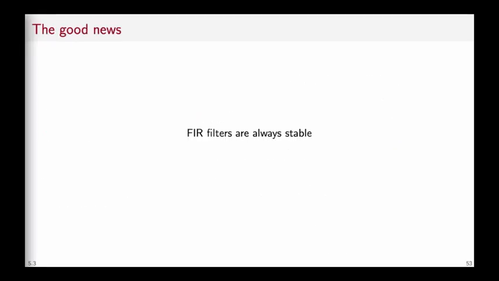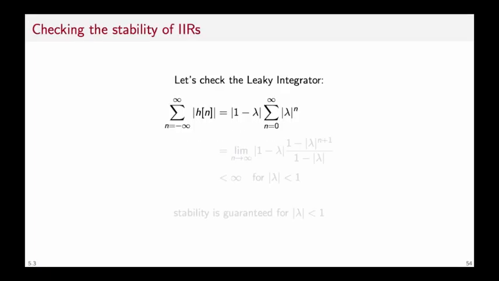So the good news is that FIR filters are always stable, because their impulse response only contains a finite number of non-zero values, and therefore the sum of their absolute values will always be finite. When it comes to IIR filters, on the other hand, we have to explicitly check for stability. And for the time being, the only way we know how to do so is by going through the sum of the absolute values of the impulse response.